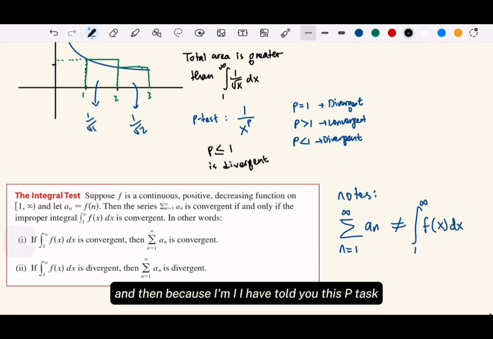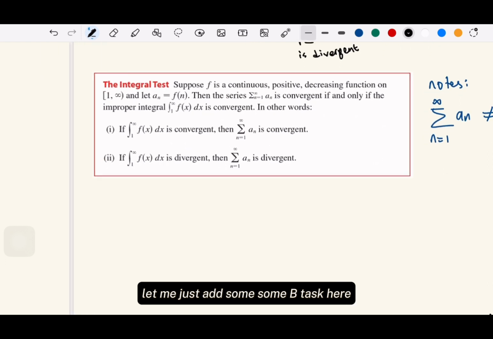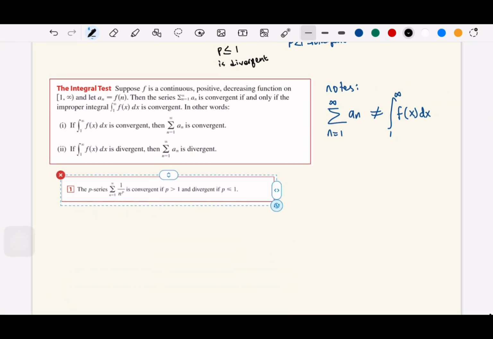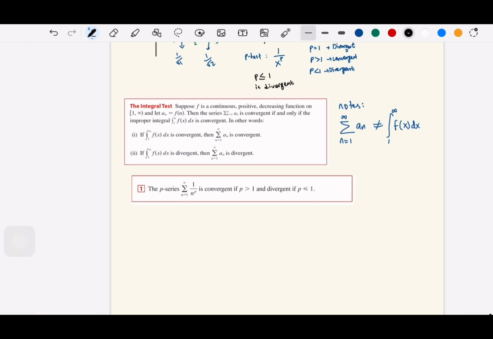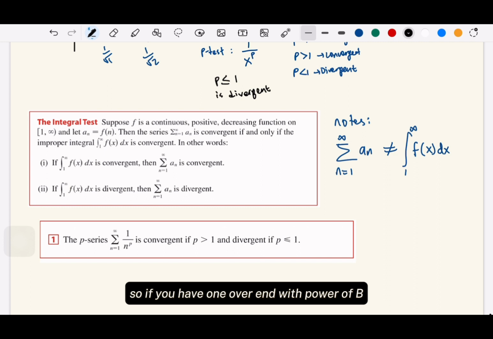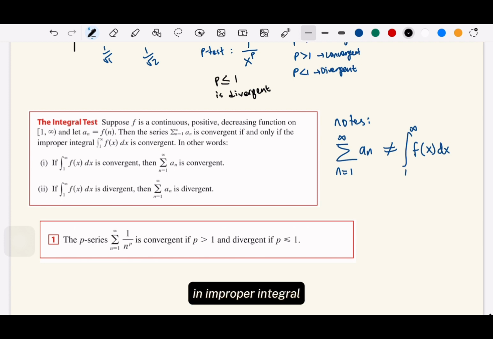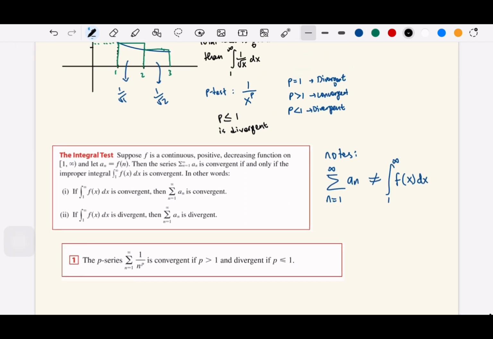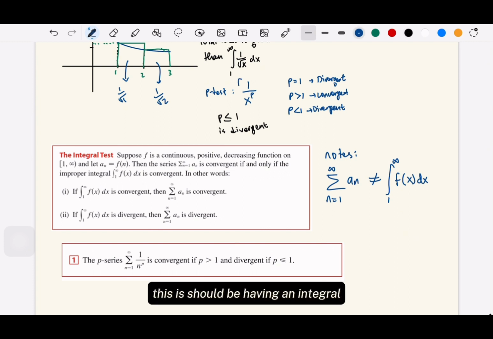And because I have told you this p-test, let me just add the p-test here. Okay, so the p-series. If you have 1 over n with power of p, we will know the series will converge if p is greater than 1, and it will diverge if p is less than or equal to 1. It's similar to what we have in the improper integral. Okay, to make it complete, this should have an integral.